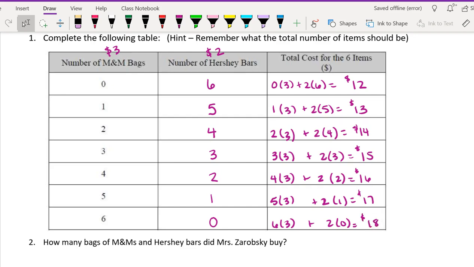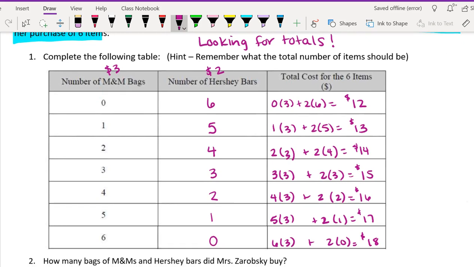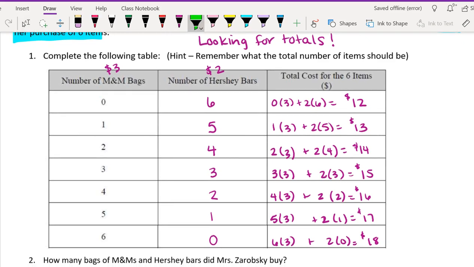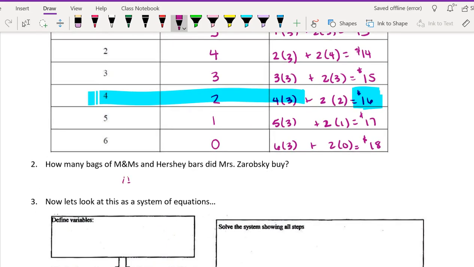So now how many bags of M&Ms and Hershey bars did I buy? So these are all the different combinations, but remember in the top scenario, she ended up spending $16 on the purchase. So if I look for where do I have a purchase of $16, here we are right here, $16, which tells me that I bought 4 M&Ms and 2 Hershey's.